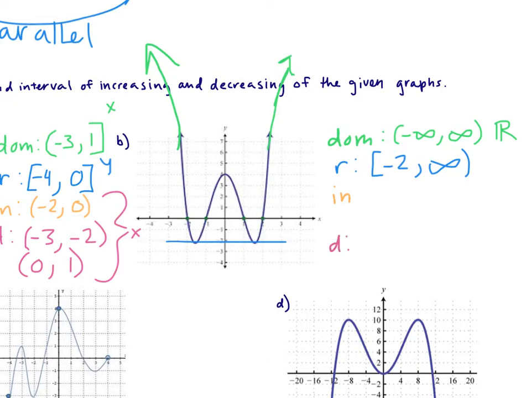It wouldn't be 4. No, because we're looking at the highest values of our graph, and we see that our graph keeps going forever up. Oh, okay.